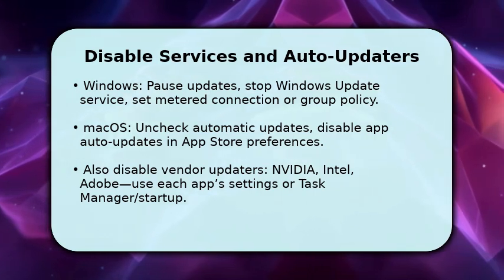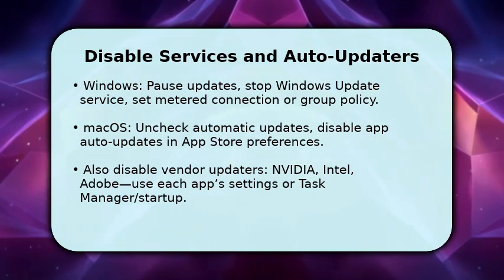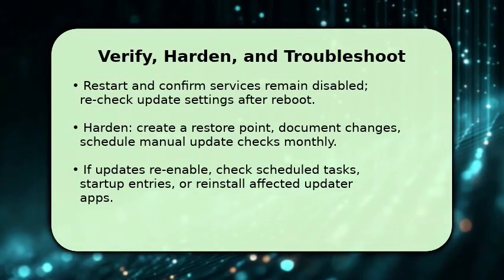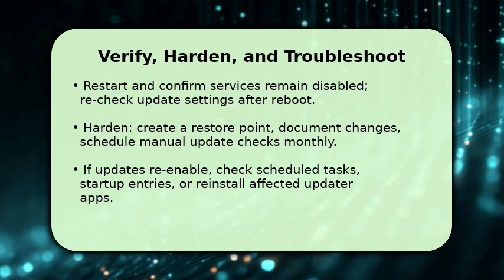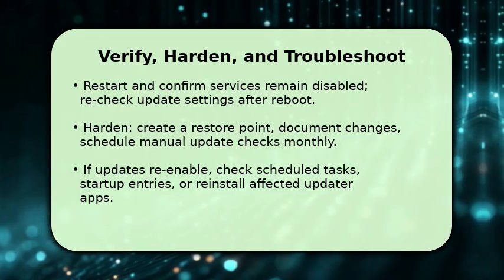These steps stop automatic updates. Finally, restart your laptop and verify the Windows Update service or macOS update toggle stayed disabled. This confirms changes persisted. Make a restore point and document what you changed, then set a manual monthly check routine so security patches aren't missed.